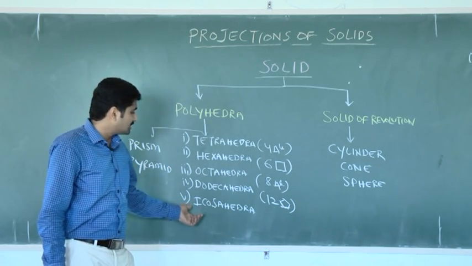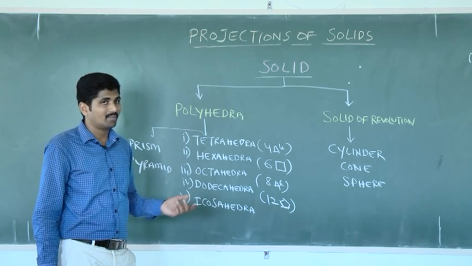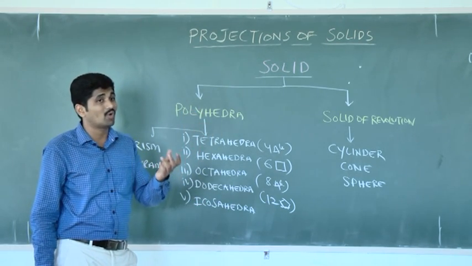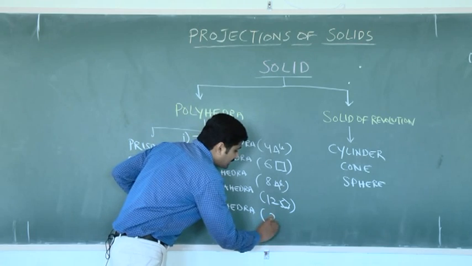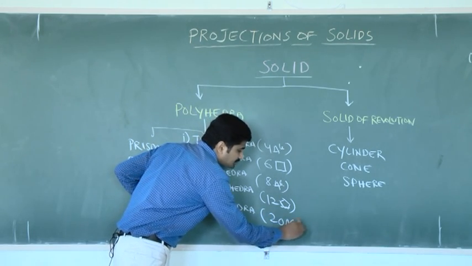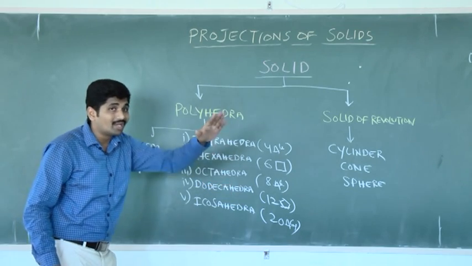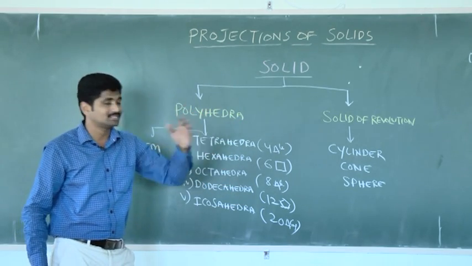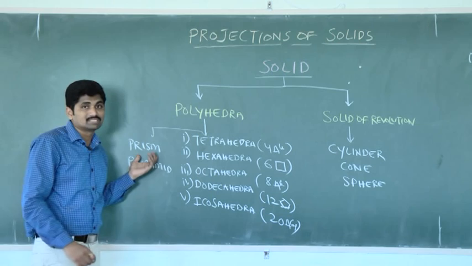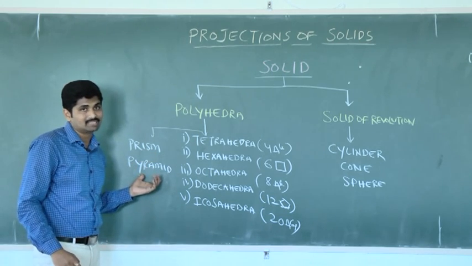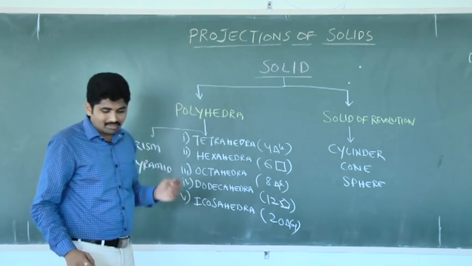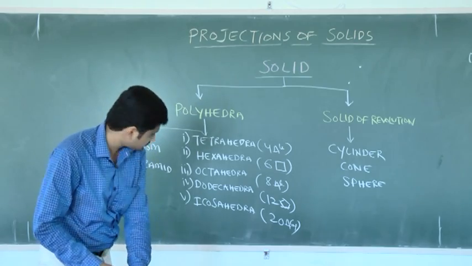After that, what is icosahedra? An icosahedron is also a solid which is bounded by 20 equilateral triangles. These all are the types of polyhedra. The other types of polyhedra are, the first one is prisms and the second one is pyramids. Now you see what a prism is.